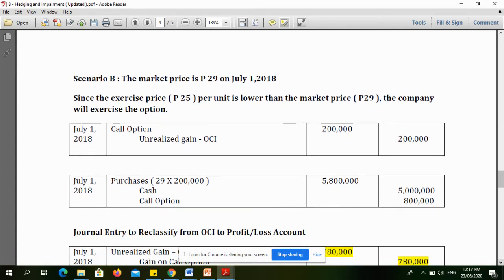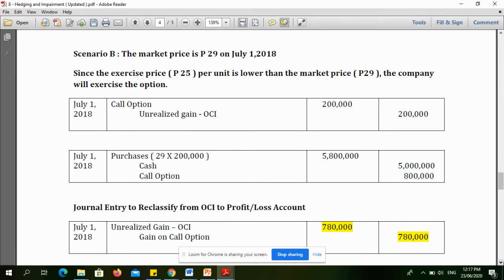Okay, we have the second scenario. What if the market price is 29 pesos on July 1, 2018? So the question now is, will Bicol Company exercise the call option? The answer is yes. Kasi since the exercise price per unit is lower than the market price, the company will exercise the option. Ang ibig sabihin nito, si Bicol Company, panalo siya dito.